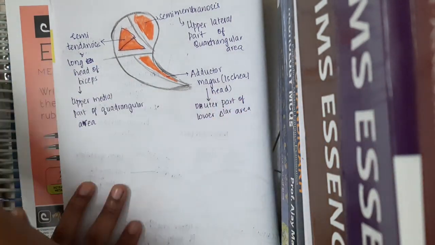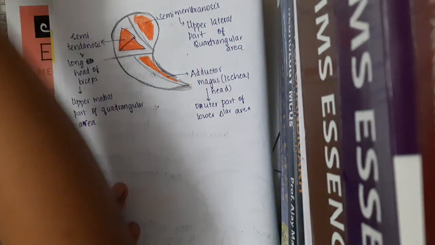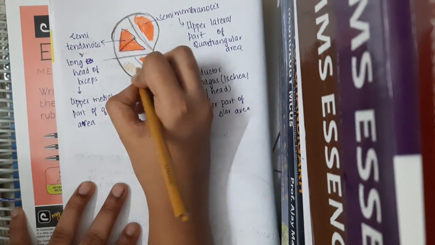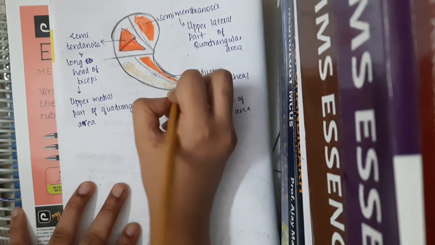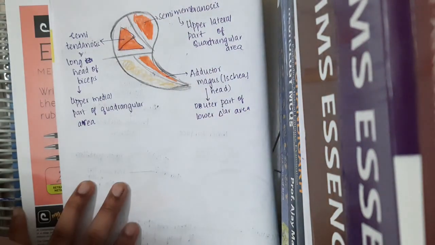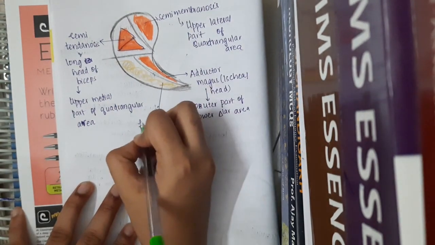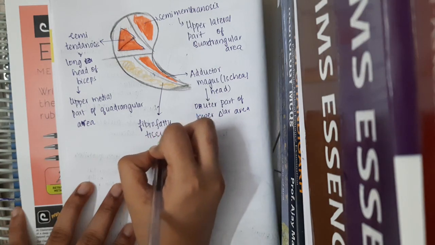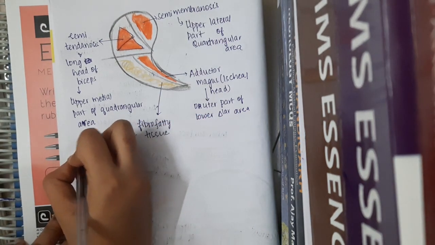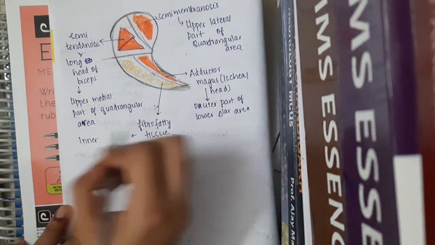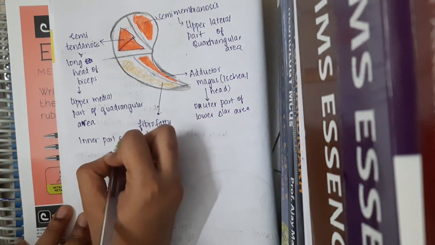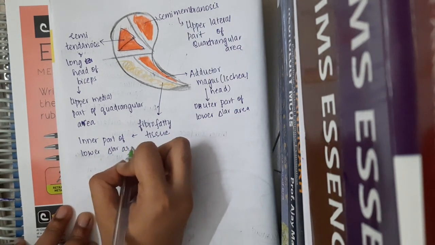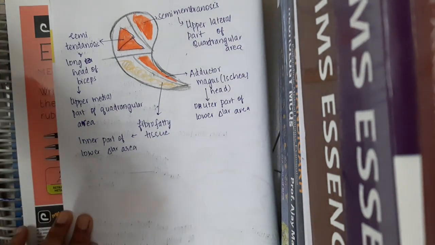Then what about the inner part? What does it have? The inner part of the lower triangular area has nothing but fat. So here you see fibrofatty tissue. Where is it? This is outer, this is inner, that is outer, this is the inner part of the lower triangular area. Okay, so this is about the ischial tuberosity.